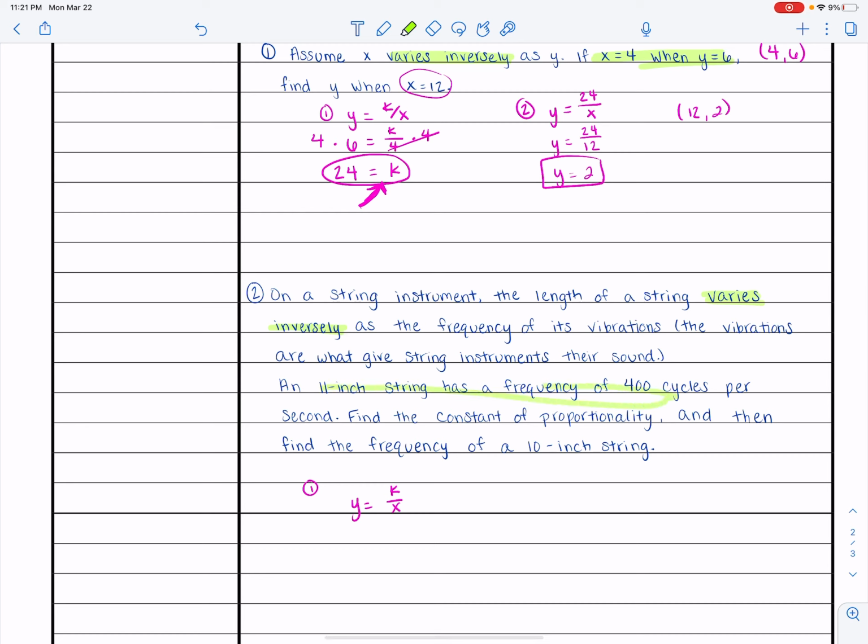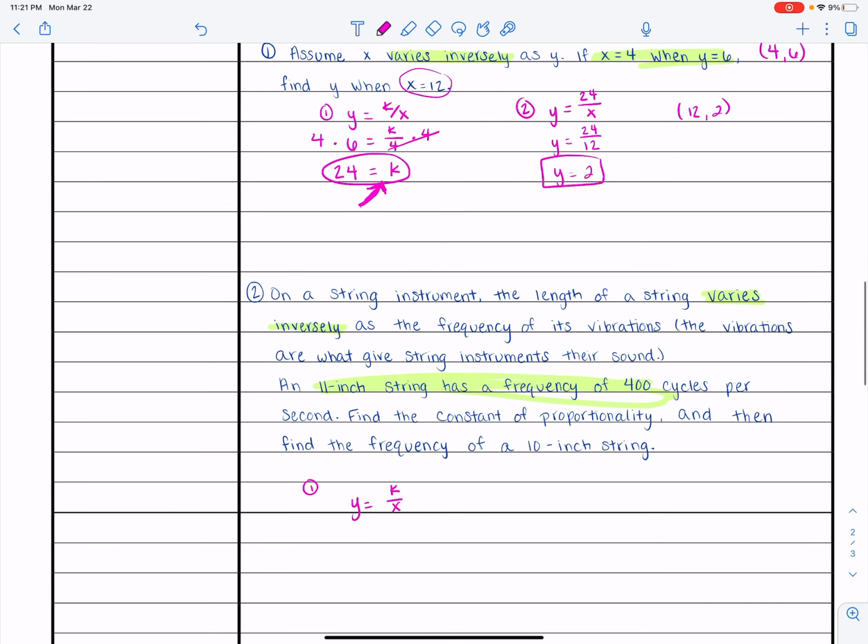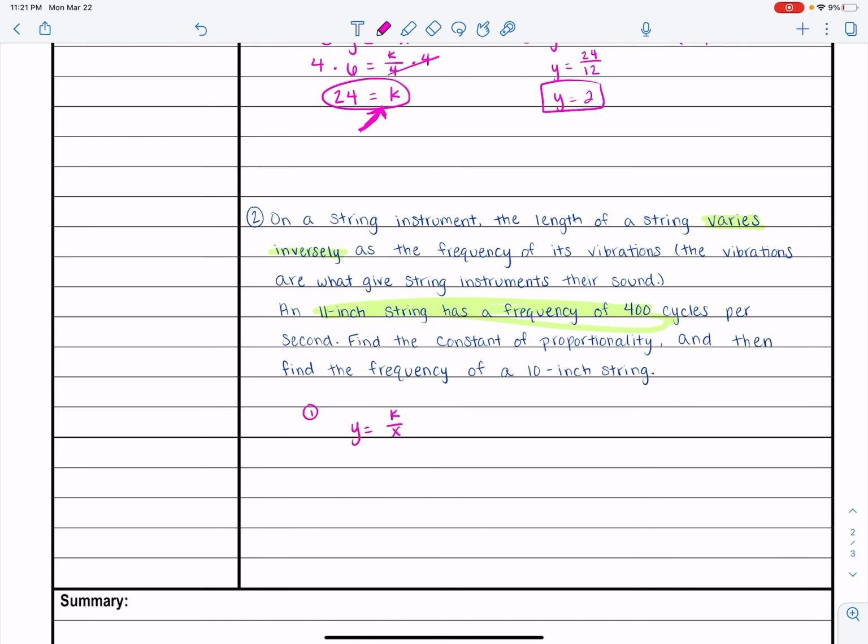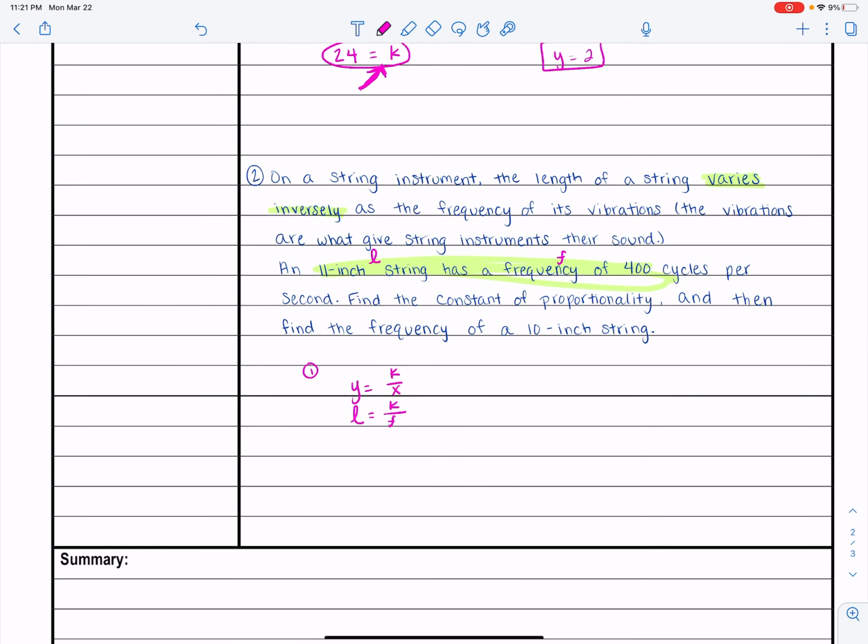So this is a pair. This goes together. So I can say, let's change these letters to say that the length of the string L and a frequency f. So instead of y and x, let's use L and f. So really we know that the length of my string is going to vary inversely with the frequency. Okay, so now we're going to plug in what we know. We're going to plug in that pair, 11 inches, some constant divided by 400 cycles per second.